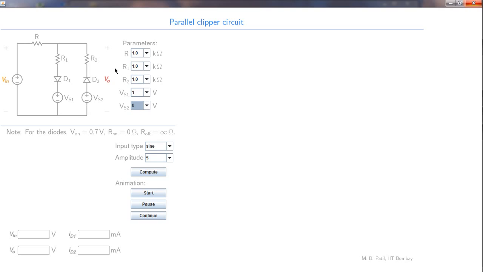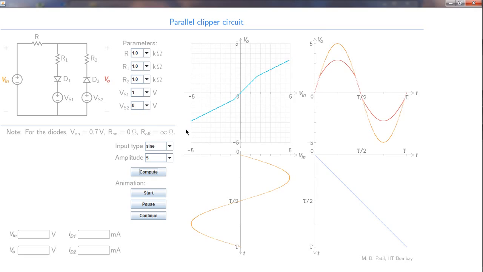Let us choose R1 and R2 to be 1K each. These values are a bit different than what we had in our example, but that would not make too much difference to our VO versus VI curve. It will only change the slope values but not the breakpoints. Okay, let us now compute the VO versus VI relationship, and this is what it is.